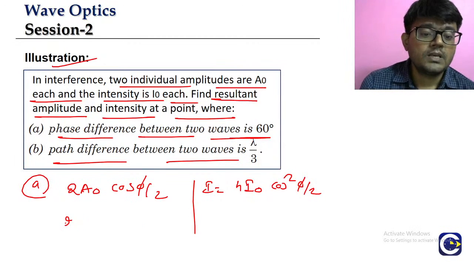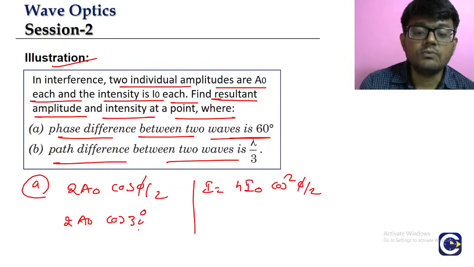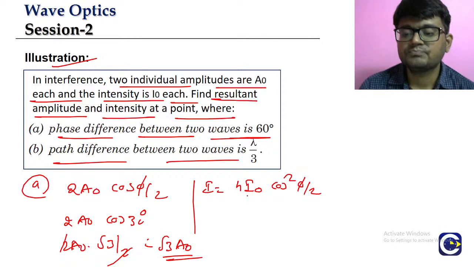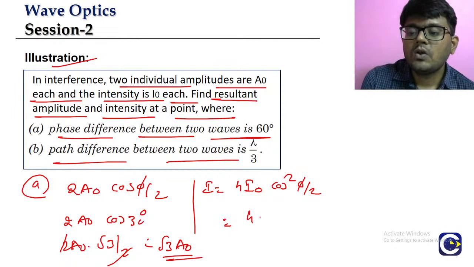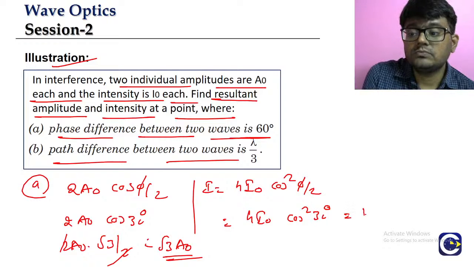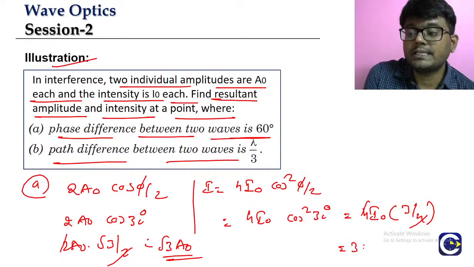Phi is 60. Means 2a naught cos of 60 by 2, means 30. What is cos 30? Root 3 by 2. So 2a naught root 3 by 2. 2 will be cancelled. That is root 3 times a naught. Come on this side. 4 I naught cos square 30. Cos 30 is root 3 by 2. If you square it, it will become 3 by 4. So 4 I naught into 3 by 4. 4 is cancelled. What is it?